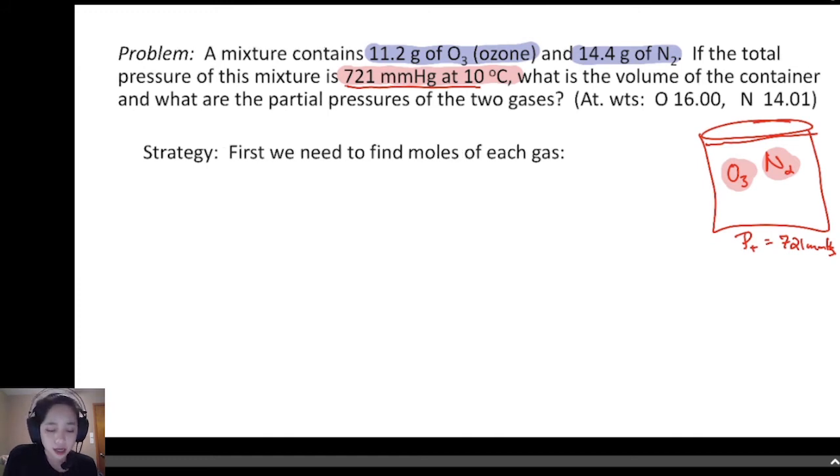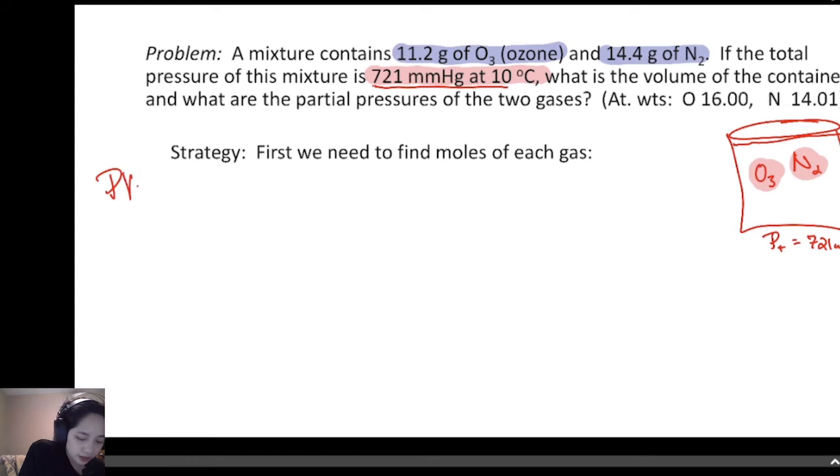Since we're using the ideal gas law, PV equals nRT, we need to know the number of moles of each gas. I know pressure, we want to know volume, we know temperature, we need to know n, but they didn't give us n, they gave us grams. So let's convert those substances from grams to moles.